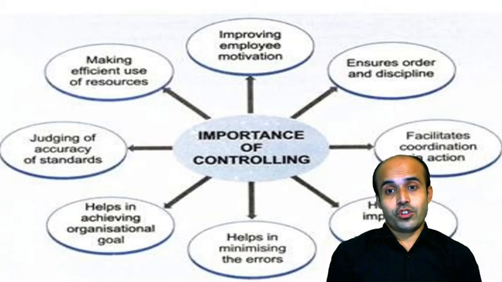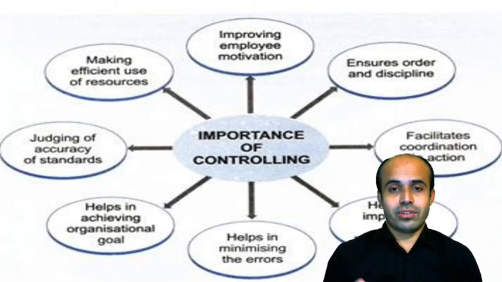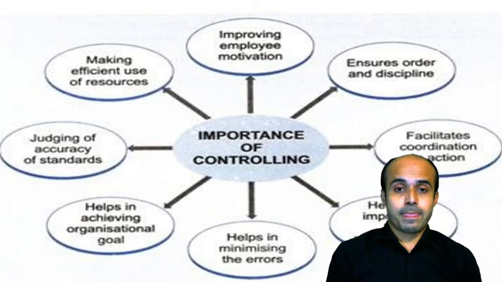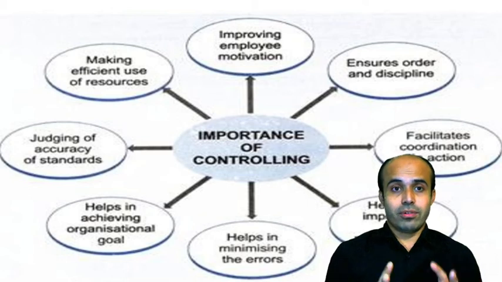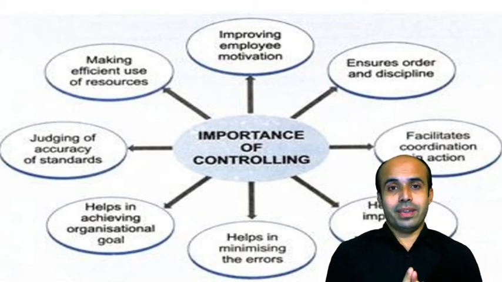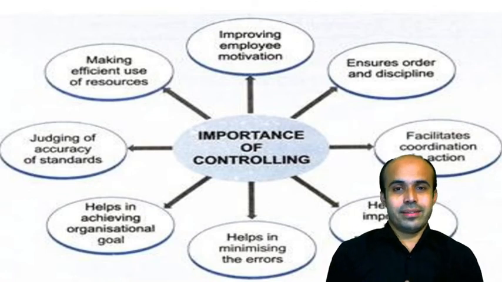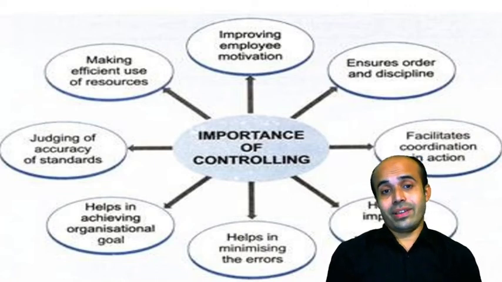Now another point of the importance of controlling is that it helps in improving performance. Yes, because if the process is controlled, then the performance will be very effective and will be completed very well. It also helps in minimizing errors, because when the controlling process is being done, the errors will not be repeated. And it also helps in achieving organization goals.